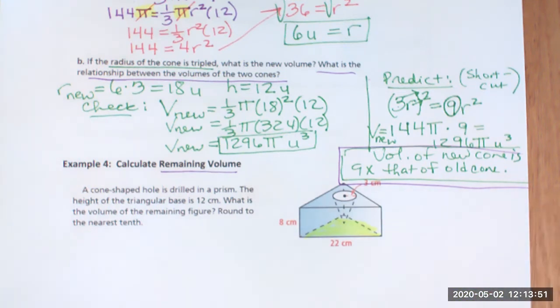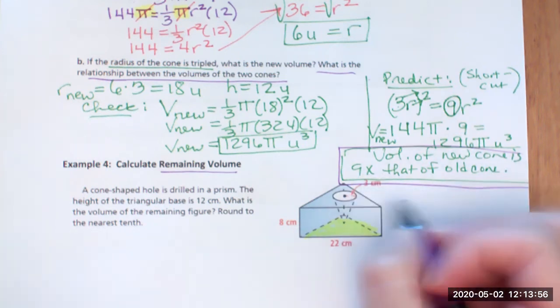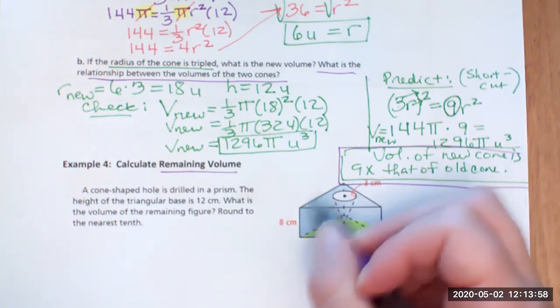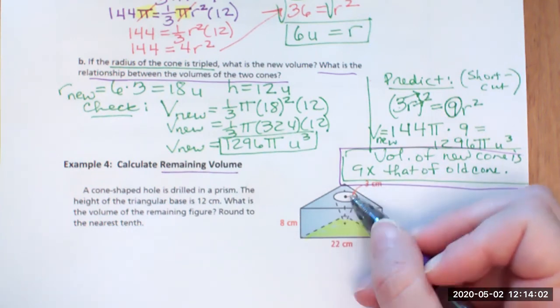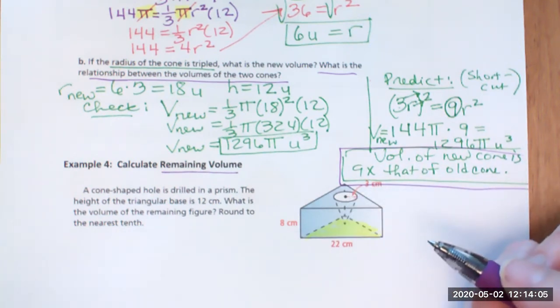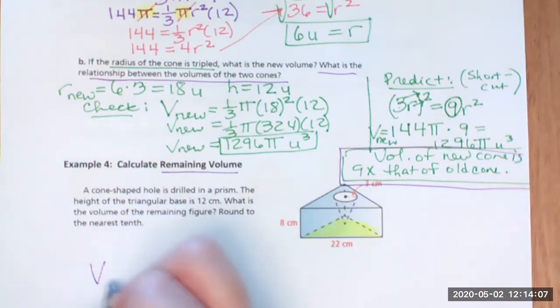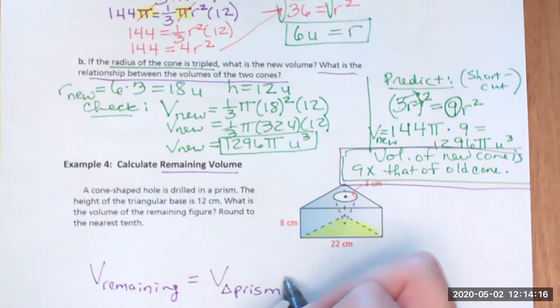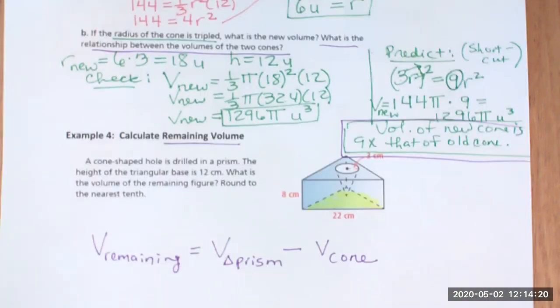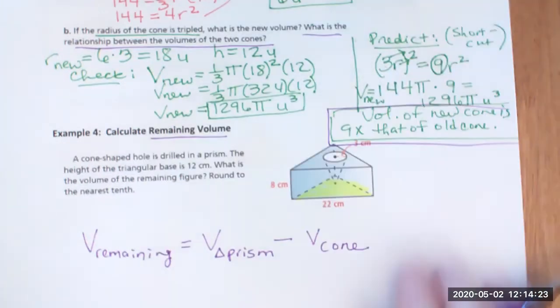And we understand that what we're doing here is we're going to calculate the volume of the prism, and we're going to take away the volume of the cone. Okay, so the volume remaining is going to be equal to the volume of the triangular prism minus the volume of the cone. Okay, because you're basically cutting that cone out.